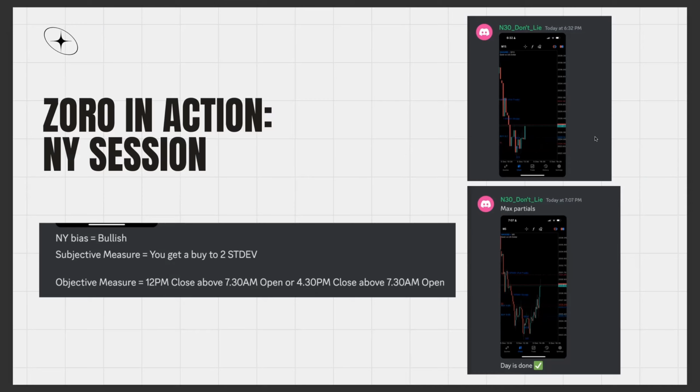Once you have the bias in your mind, you know exactly what you're going to be looking for. Whereas if you don't have a bias in mind, you're going to be confused. You'll be thinking, do I take a sell? Yes, this looks like a sell. No, this looks like a buy. So what Zoro is doing is essentially removing these doubts from your mind.